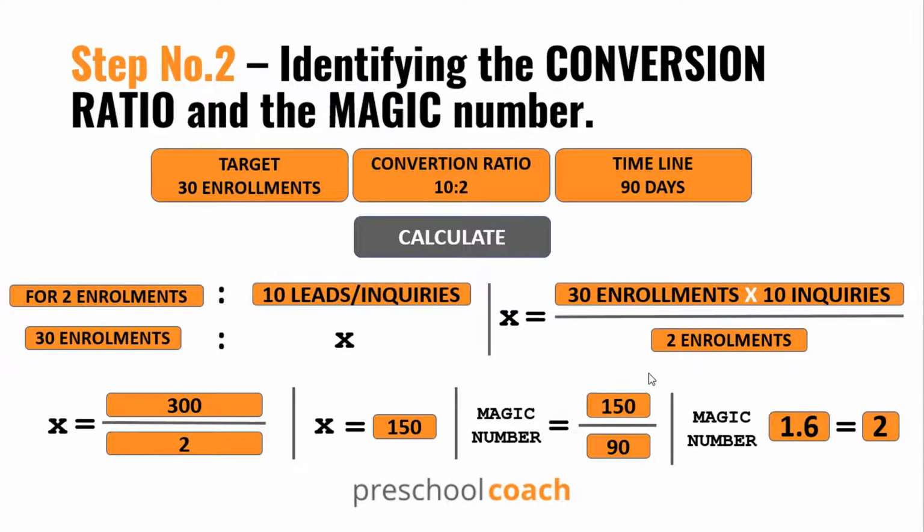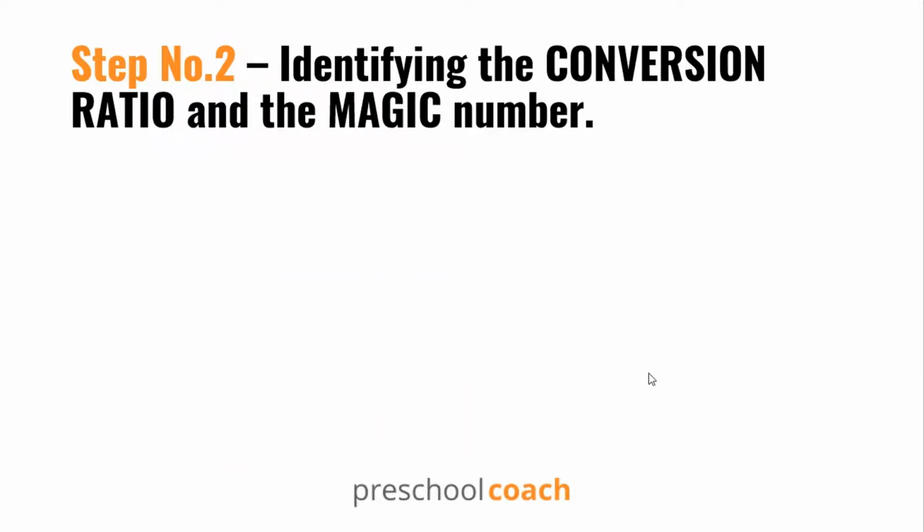This means you need to generate a minimum of 2 inquiries daily in order to achieve 30 enrollments in the next 90 days. To make your life easy, I have also uploaded a template for you to calculate the magic number. Simply punch in the target that you have set, the time frame, and your conversion ratio to calculate the magic number. So let me take you to my screen.